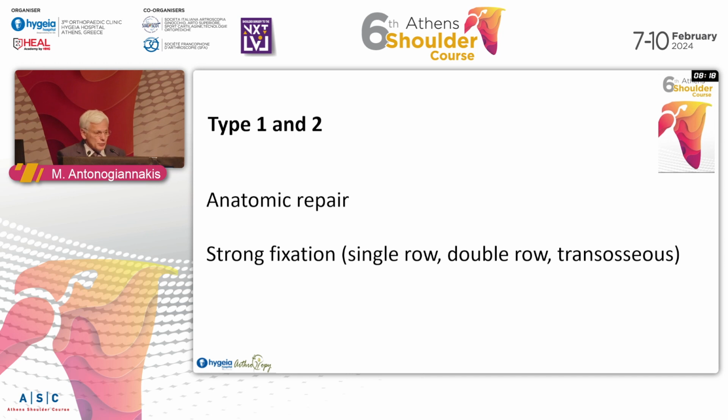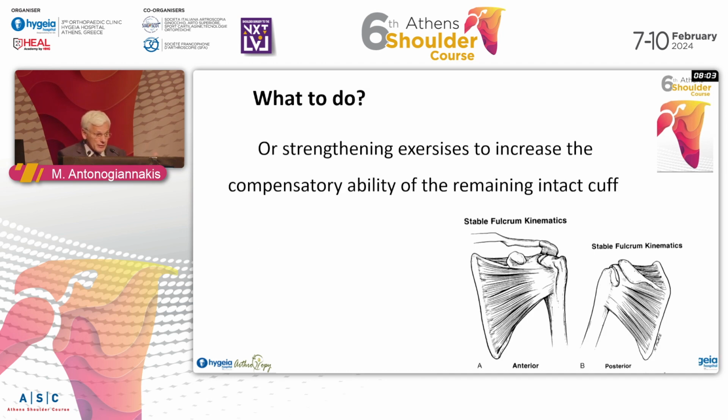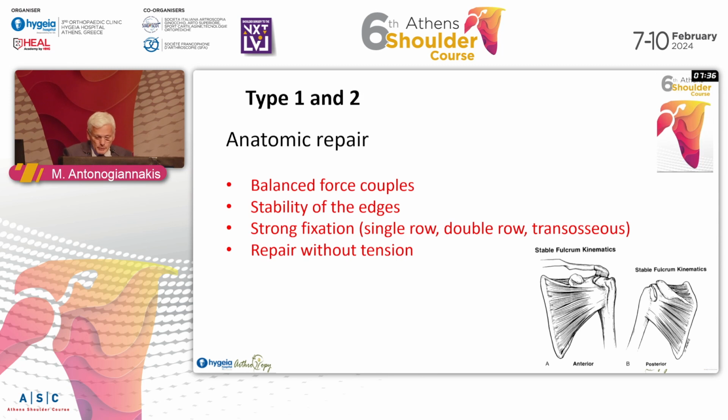So, type 1 and type 2, things are simple. We have to do an anatomic repair. And if we do a repair, we must do the best repair that we can do. And then, what else can we do if we want to restore the function instead of operating? Okay, rehabilitate, strengthen the shoulder. If we have a cuff that has a tear, and this tear makes function impossible, if we strengthen the rest of the cuff, if we strengthen the scapular muscles, if we change the position of the scapula, then we can restore function. This is what rehabilitation does.